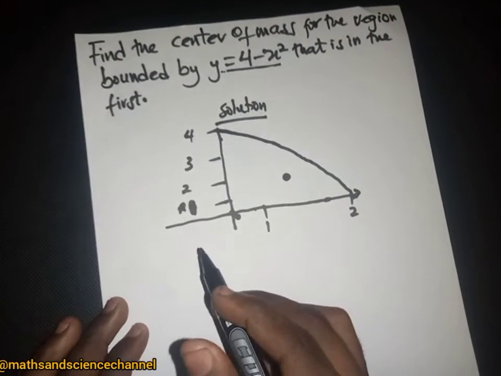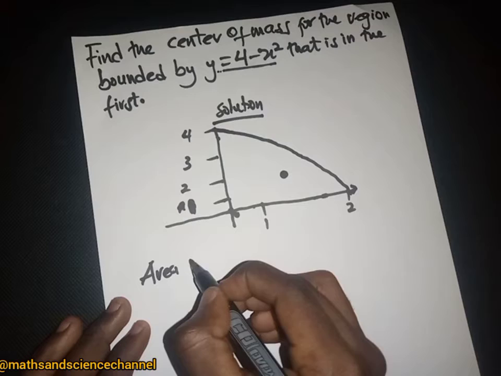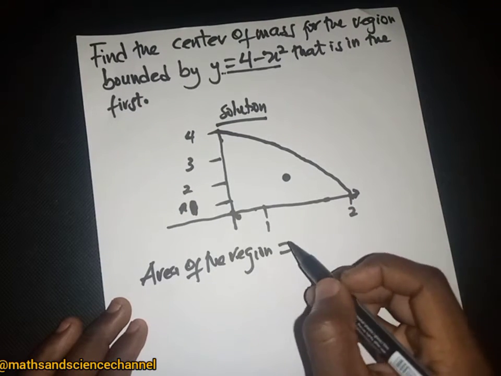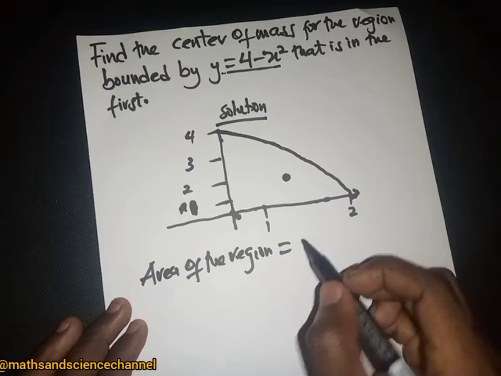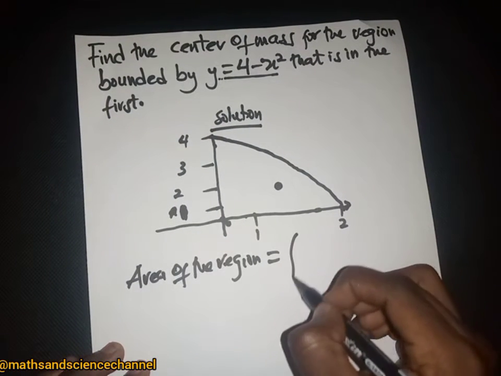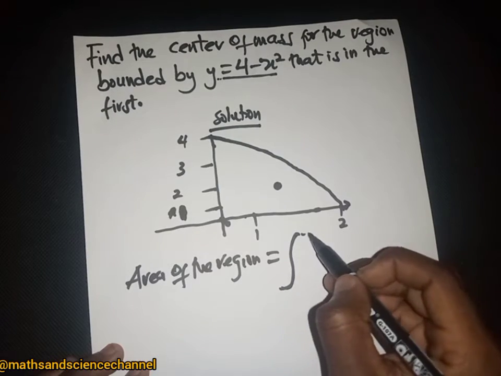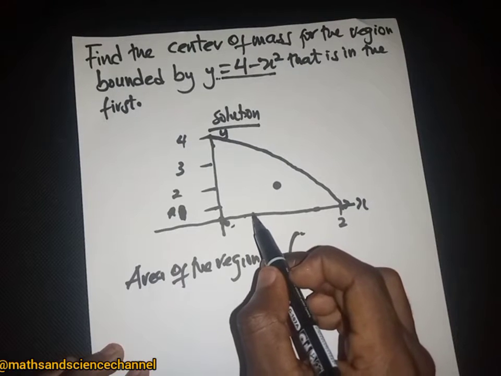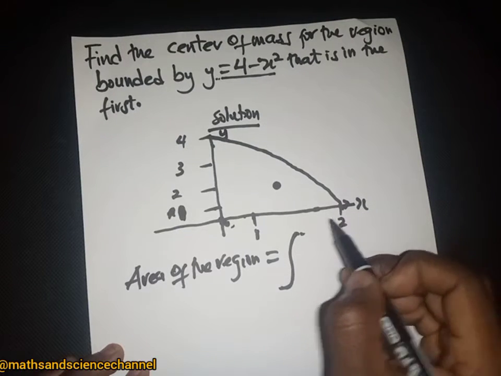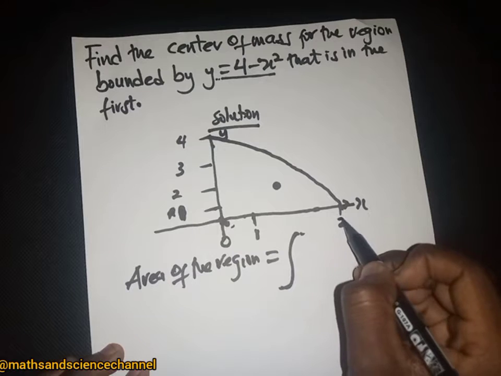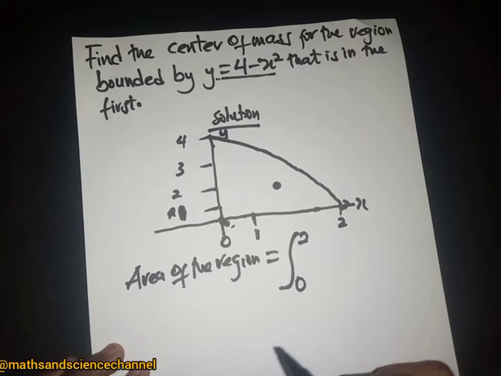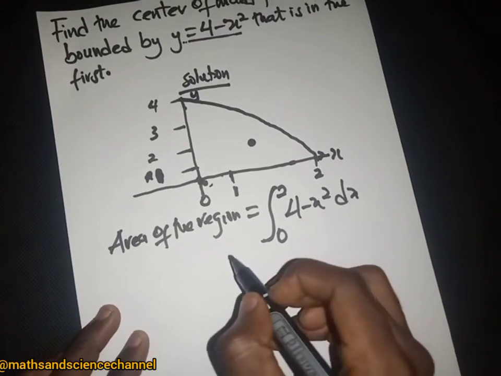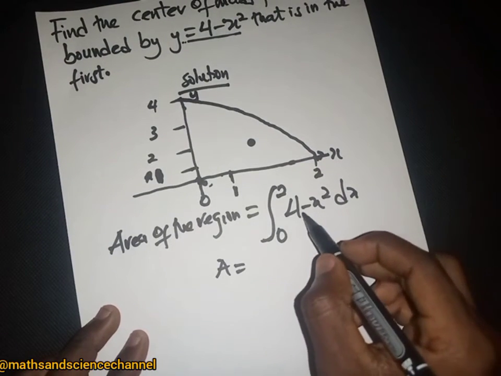So first what we have to do is to calculate the area of this region, right? The area of the region here is given by the integral of the function, so this is x and this is y. You realize that x ranges from 0 all the way to 2. So we have 2 here and then 0 here. Then we have 4 minus x squared with respect to x, right?